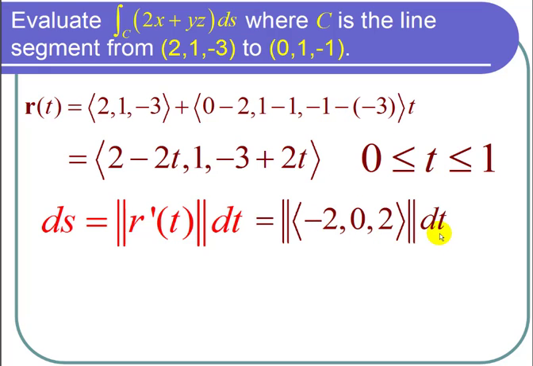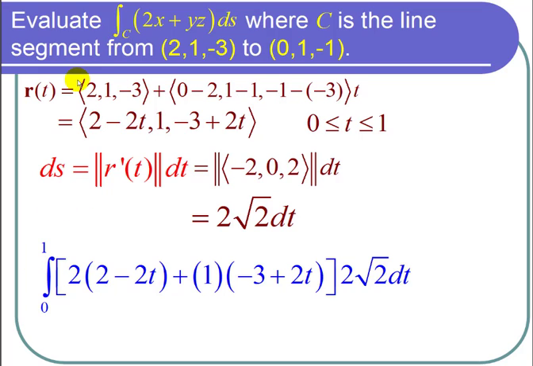Take the magnitude dt, and the magnitude of (-2, 0, 2) is -2 squared is 4, plus 0, plus 2 squared is 4. 4 plus 4 is 8. We get the square root of 8. And the square root of 8 is the same as 2 times the square root of 2, and that's times dt.